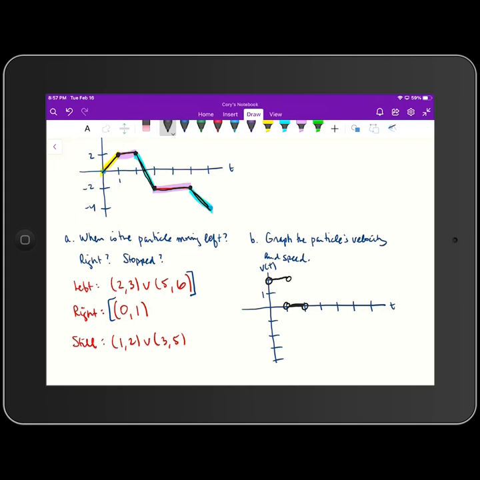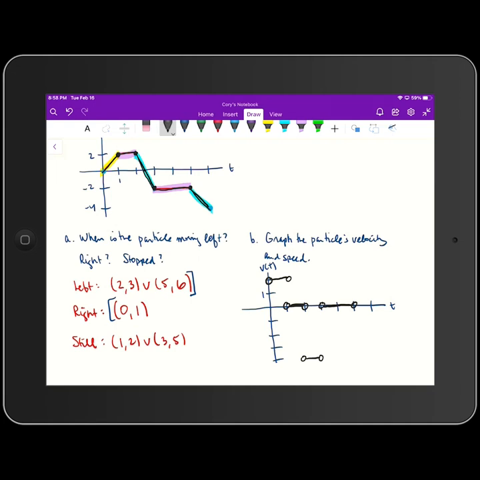When I look at the next slope, the light blue one, I've gone down 4 units and I've run 1 unit. So the slope there is -4. So all the points between 2 and 3 are going to have a y-coordinate of -4. When I look at the next purple segment, all the points between 3 and 5 have a slope of 0. So that means that on the graph of the derivative, all the y values between 3 and 5 have a y-coordinate of 0.